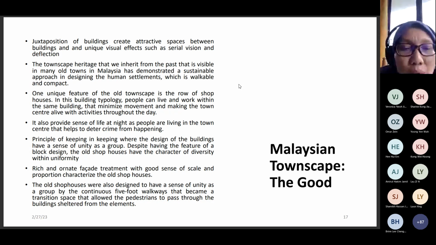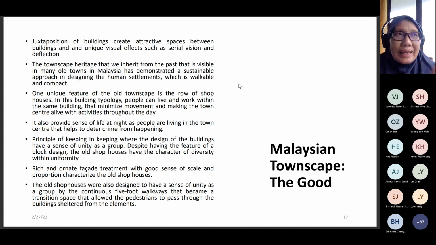And then the old shop houses also have a sense of unity through the 5-foot walkways. Because the 5-foot walkway is a very interesting form of urban space where it has the element of a public space in a private building. So for example, it is a transition space between the public space and the private space of the shop owner, and it allows pedestrian movement continuously, sheltered from the weather.